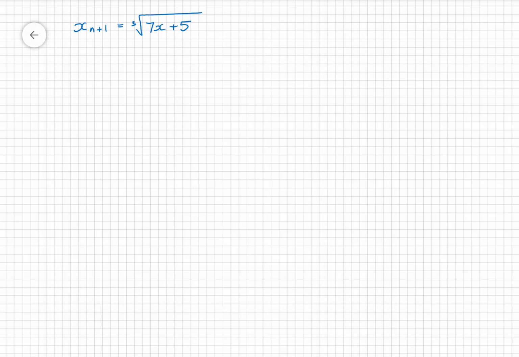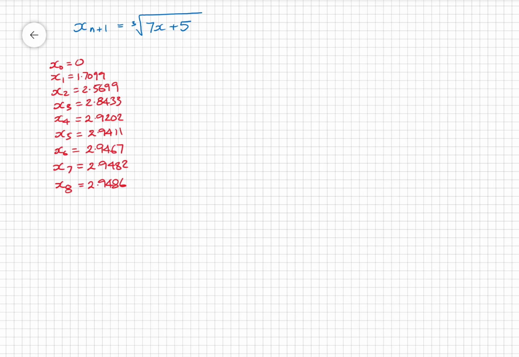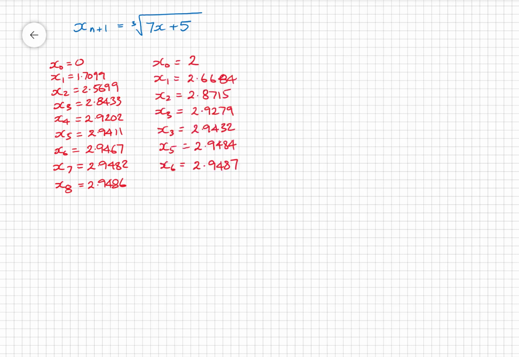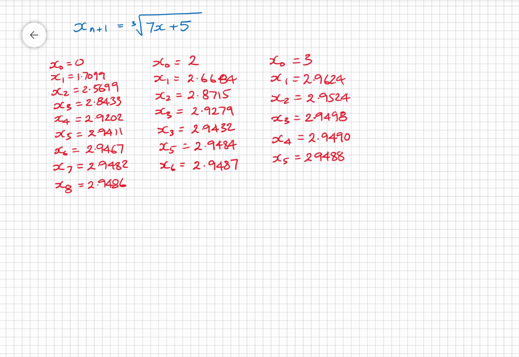The next starting value is when x0 is equal to 0. And there is the sequence of results that we get when we apply that to the iterative relationship. And here the convergence is to the solution 2.949. Similarly, when we apply x0 is equal to 2, we converge on the same root, 2.949. And when x0 is equal to 3, we similarly converge on 2.949.